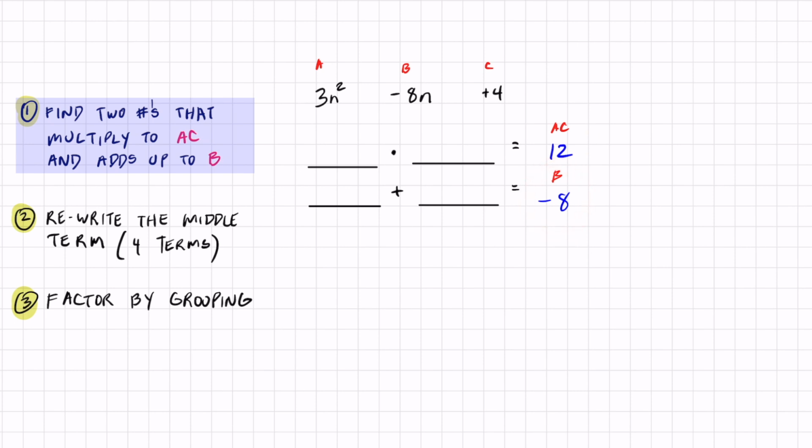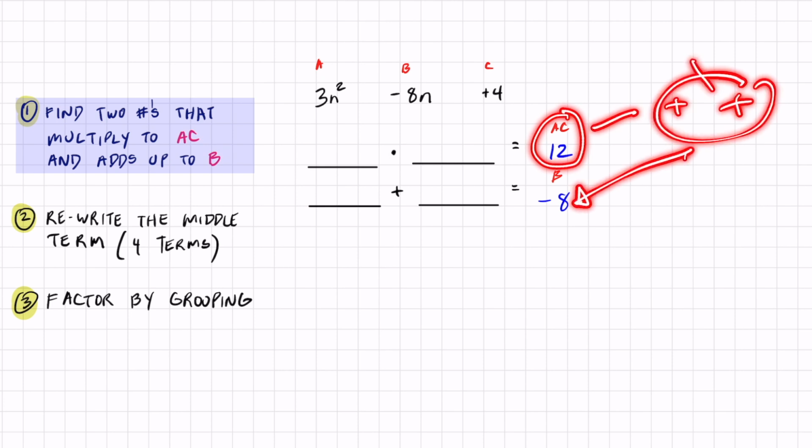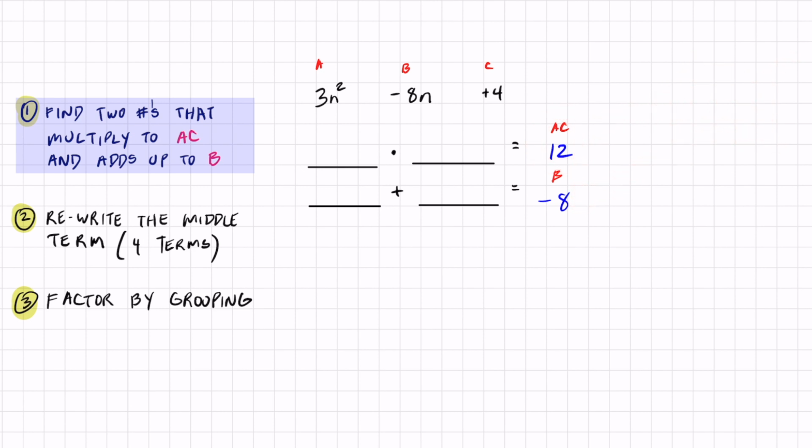The only way for that to work is if your numbers are both negative. Because if I add up two positive numbers, I'm never gonna get a negative out of that. That's never gonna happen. So that tells me that I have to use two negative numbers. I'm going to list all the possibilities on the right side.